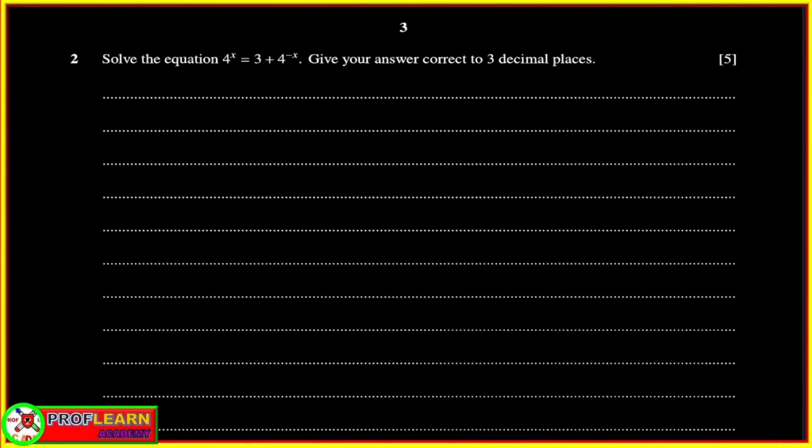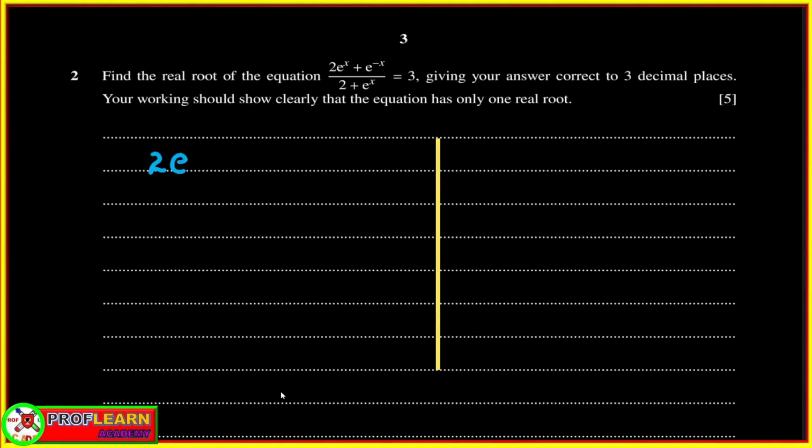Solve the equation 4 to the power x equals 3 plus 4 to the power negative x. Give your answer correct to 3 decimal places. Now, at this particular point, you need to remember that if you are having 4 raised to a negative number, it means it's the same as 1 over 4 raised to a positive number. So we can say this can be written like so.